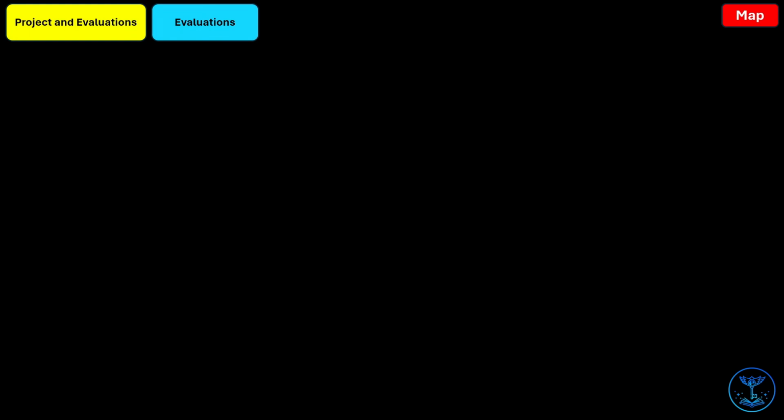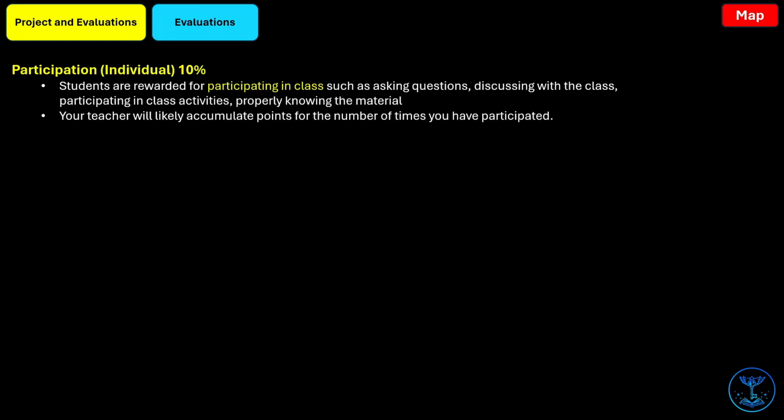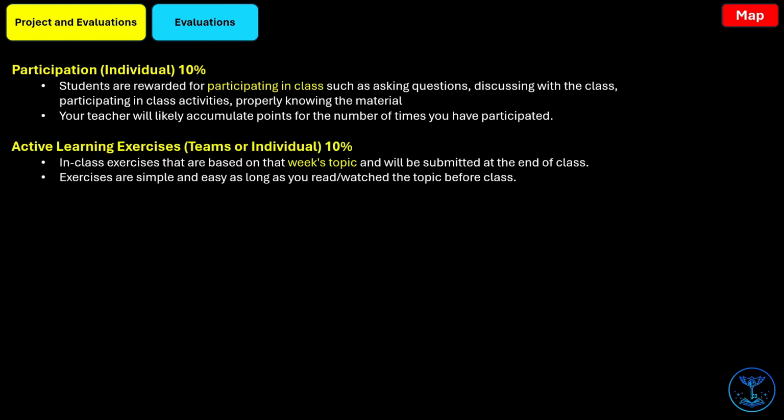Let's talk about the projects and evaluations, starting with the evaluations. First, you have participation, and this is individual. This is worth 10%. Students are rewarded for participating in class, such as asking questions, discussing with the class, participating in in-class activities, and properly knowing the material. Your teacher will likely accumulate points for the number of times you have participated, so I would suggest that every class you at least participate once or twice, so you can get a good mark on that.